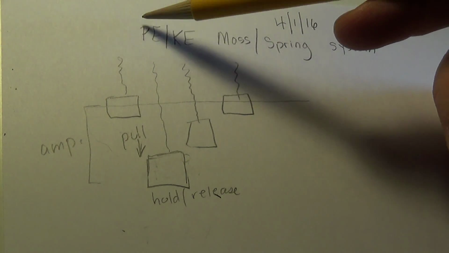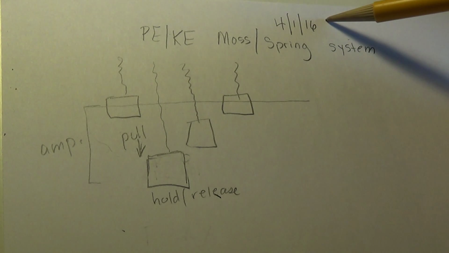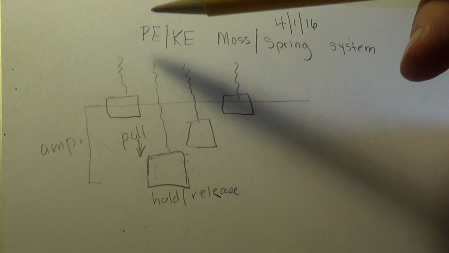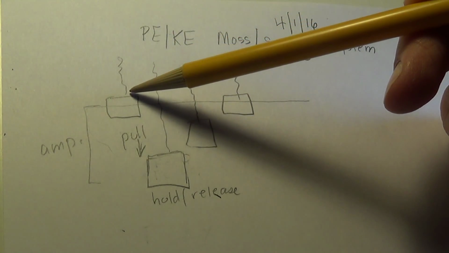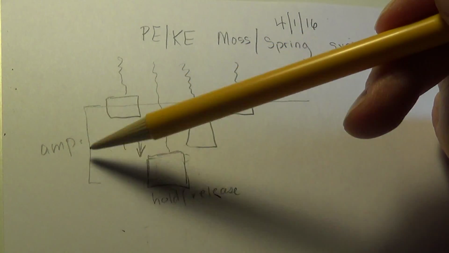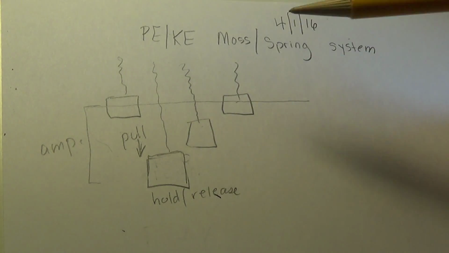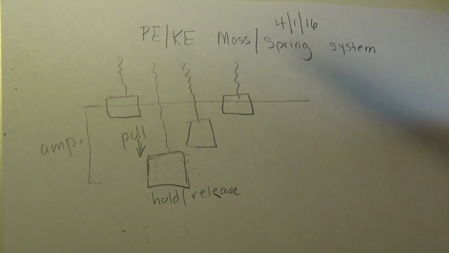And we studied potential and kinetic energy again in the mass spring system. It's April 1st. And we took a spring mass and we pulled it down to its amplitude position. We held it and released it. And we're just going to do a trace through a couple steps of potential and kinetic energy.